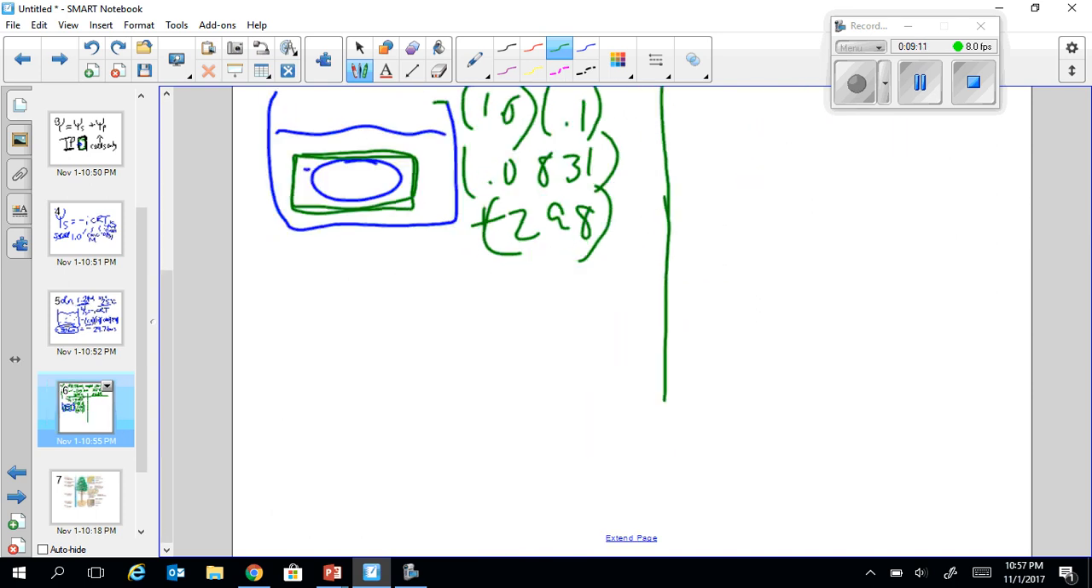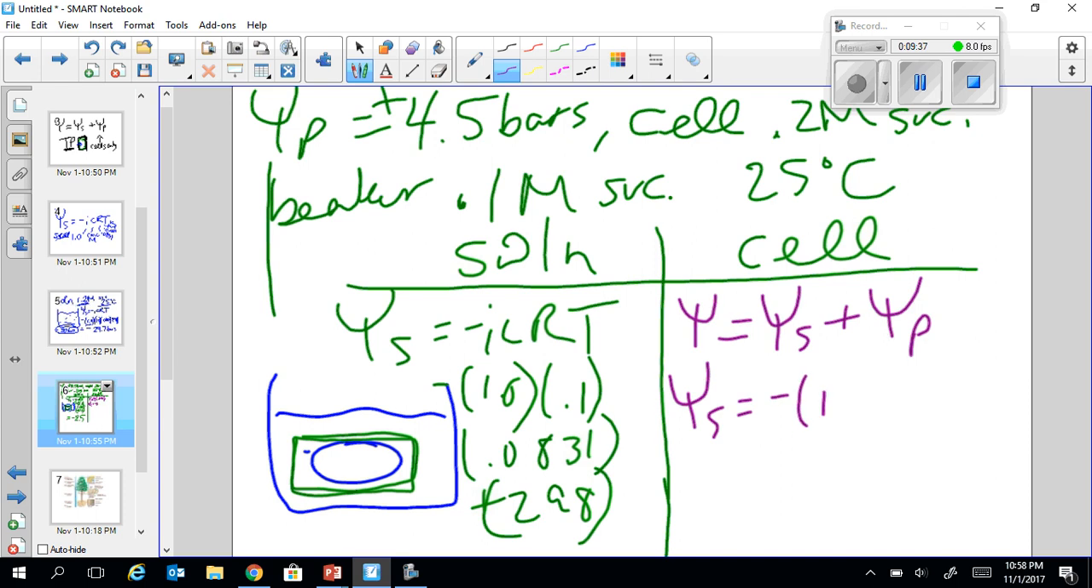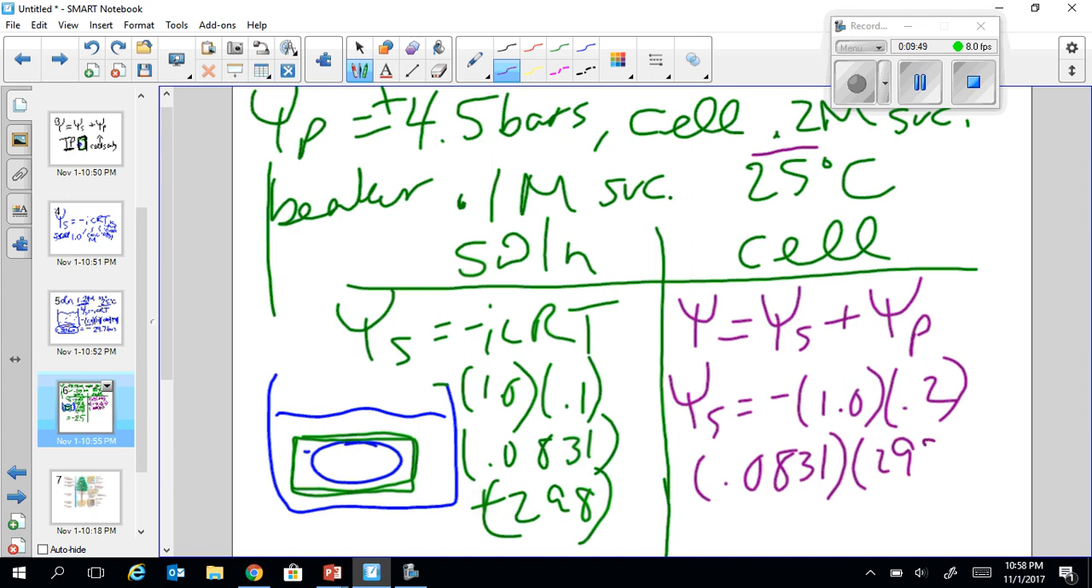Okay, that would give me, I'm going to extend this out a little longer. This is going to be negative 2.5. All right, and then for the cell, I'm going to have to do a little bit more work. So I'm going to do this in another color so that you see the difference. This is going to be equal to this plus this. So first, let me solve the solute concentration. So negative 1.0. The concentration in the cell is 0.2 times 0.0831 times 298.